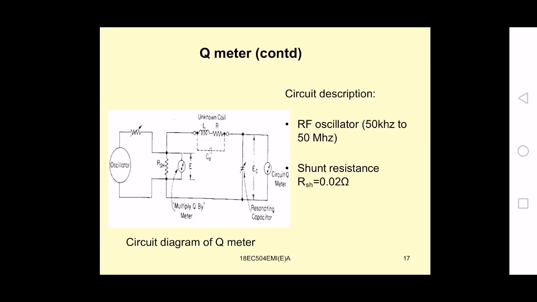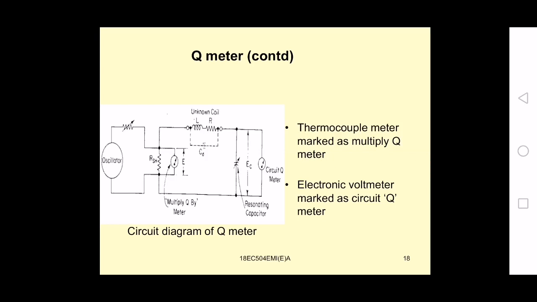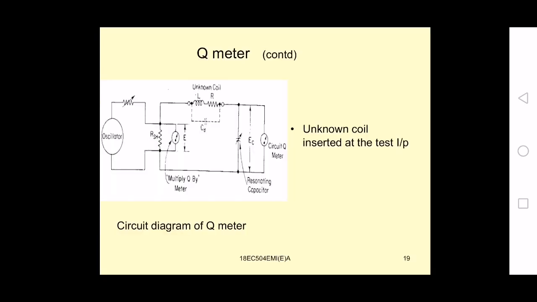Here, the description that we have already discussed: the RF oscillator of 50 kilohertz to 50 megahertz is connected across the shunt resistance, which gives a constant supply as it is very small. The voltage across RSH is measured by the multiply Q by meter, and an electronic voltmeter is used as the actual circuit Q meter. The unknown coil is inserted at the test input between terminals A and B, and CD is the stray capacitance.